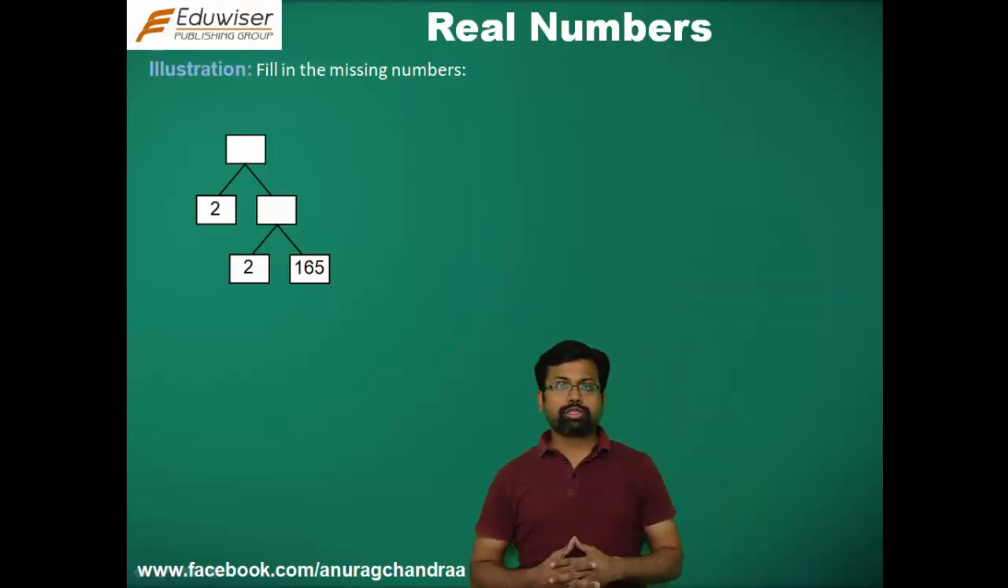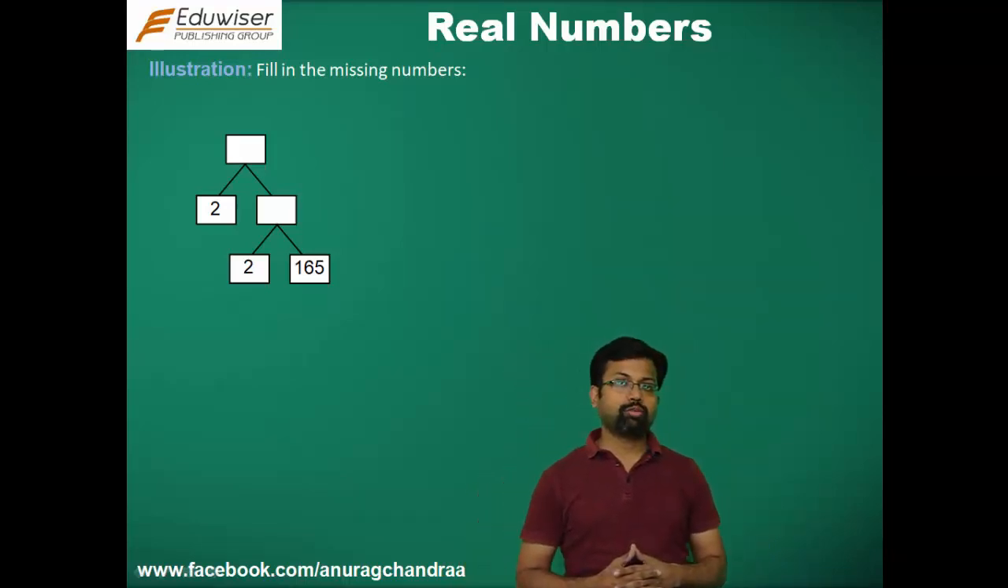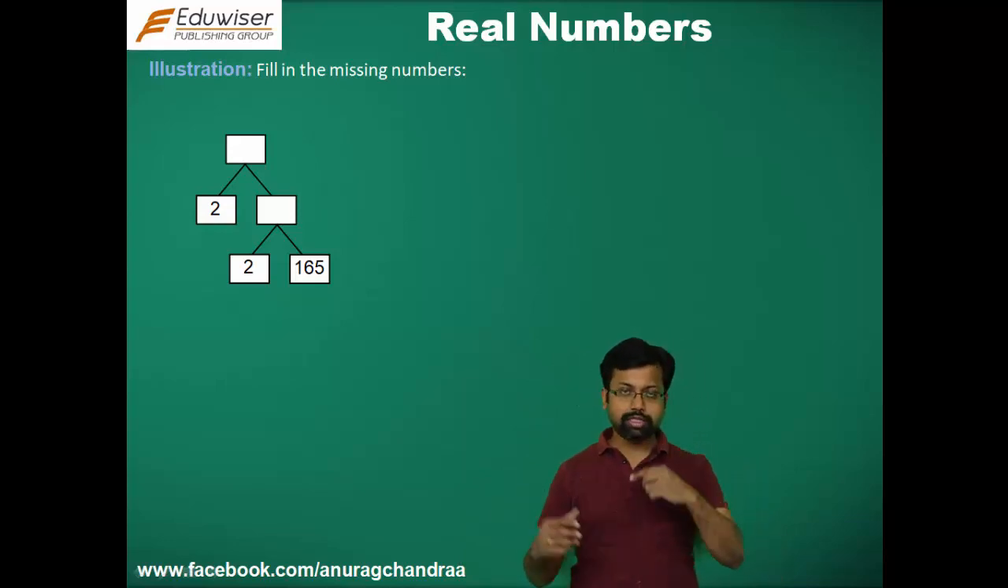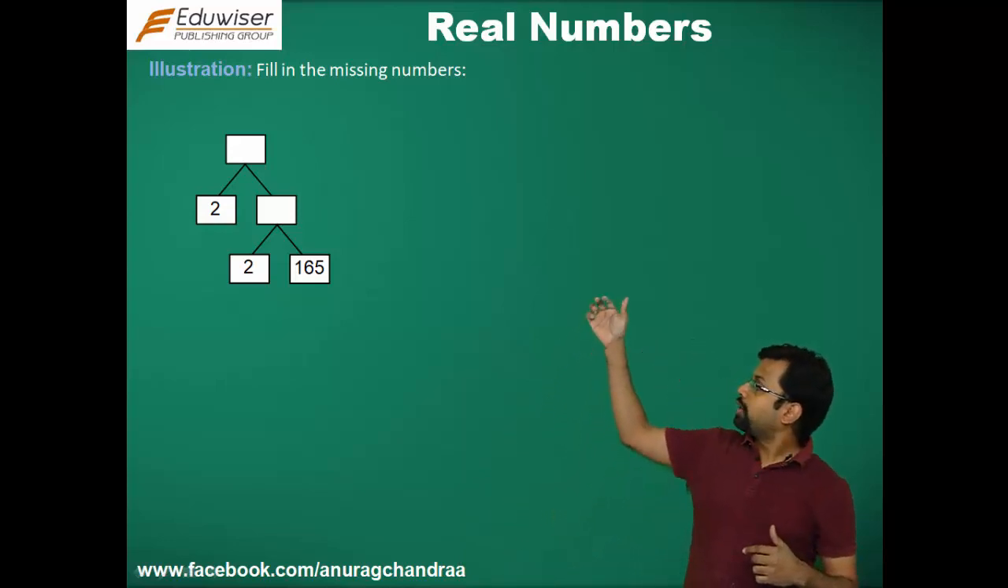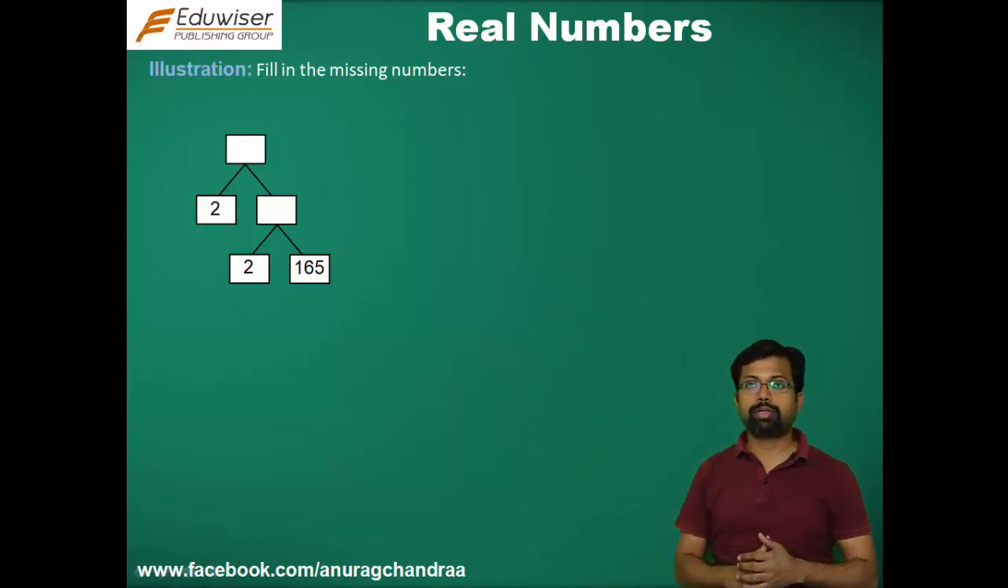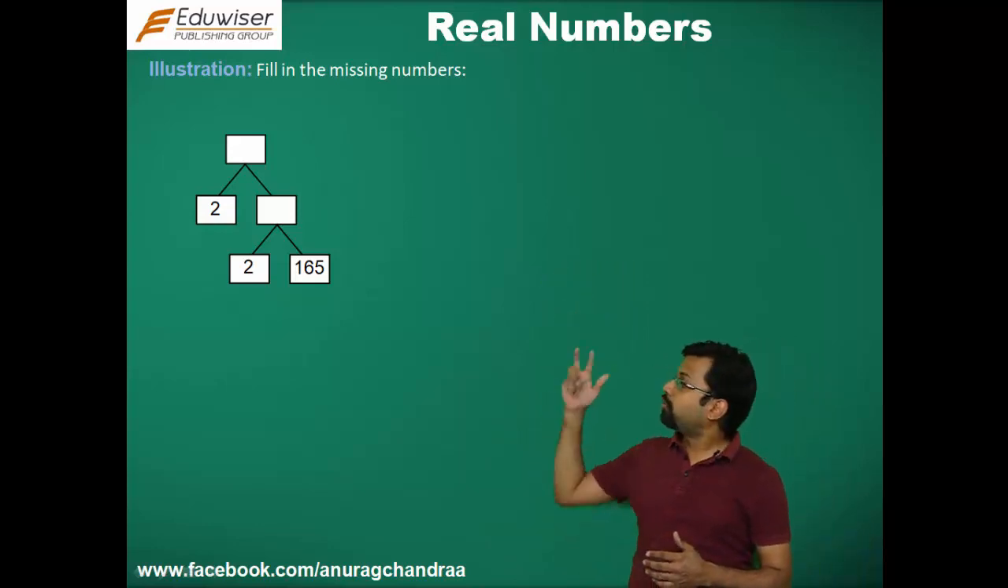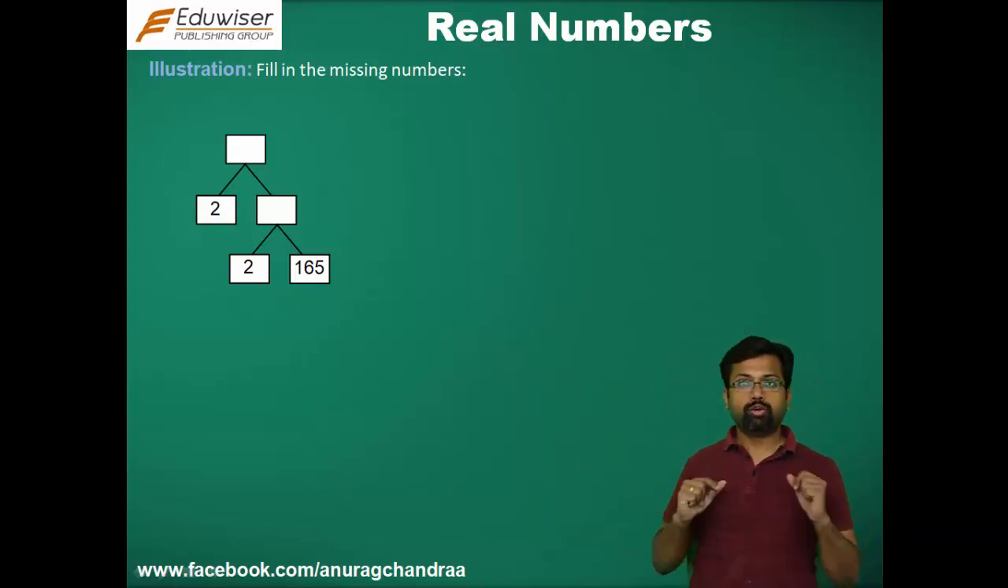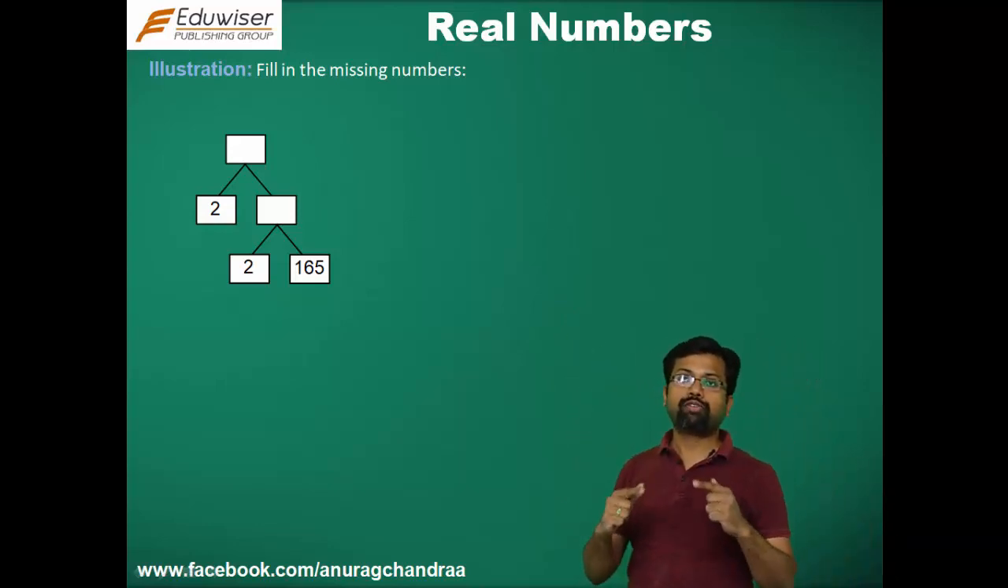For example, in this question, there is a factor tree that we have. What is a factor tree? A factor tree is a kind of tree where you have the parent node, the first box that you can see at the top. That's called the parent node. For each parent, there will be two child nodes. Each parent node is going to have two child nodes.